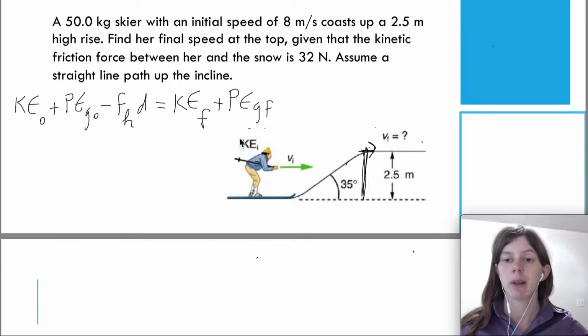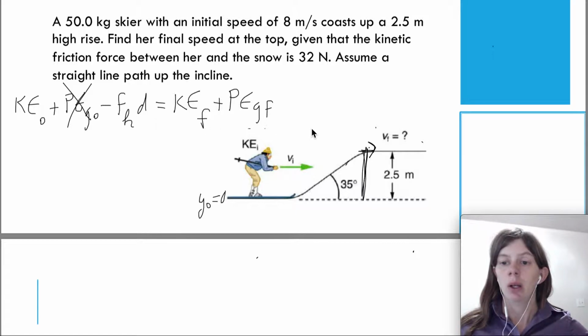Let's see if we can cross out anything that's equal to 0. This time the starting height is 0, so don't get used to the final height always being 0 like in our previous example. This time the initial height is 0. That's the lowest point in the problem, so she does not have any initial gravitational potential energy. Can we cross out the kinetic energy at the end? No, we cannot, because she has some final speed. She also has some final height. We can't cross that out. Can we cross out the initial kinetic energy like we have been doing in a lot of problems?